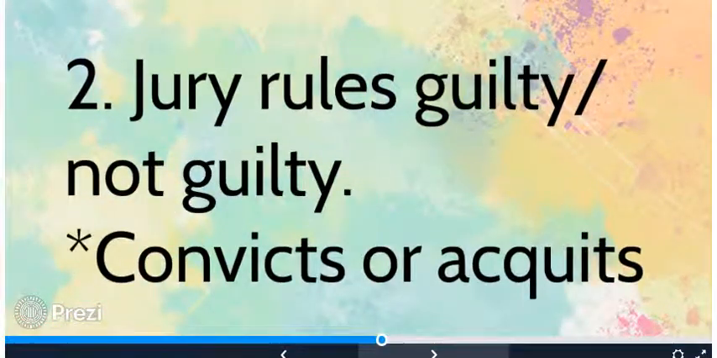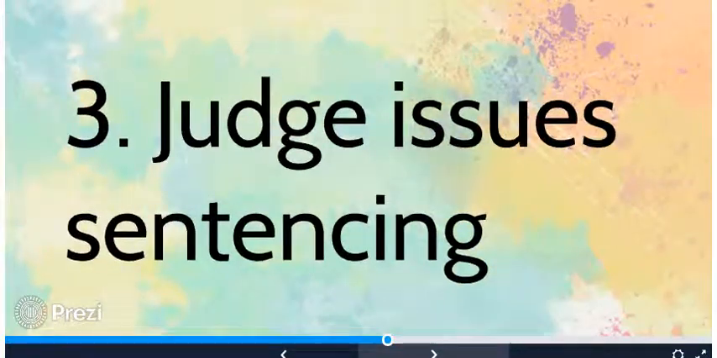Okay, from there, the jury is going to rule guilty or not guilty. If they rule guilty, they've convicted someone of a crime. If they rule not guilty, they have acquitted them of a crime. O.J. Simpson was acquitted of his crime, because he was found not guilty by the jury.